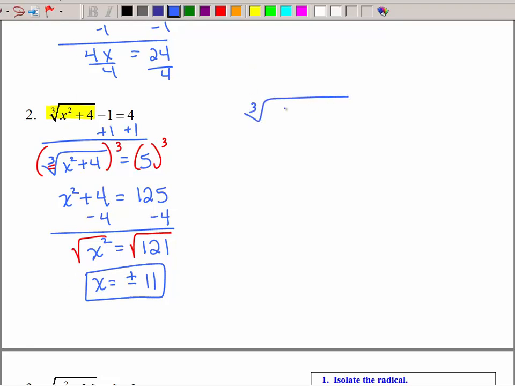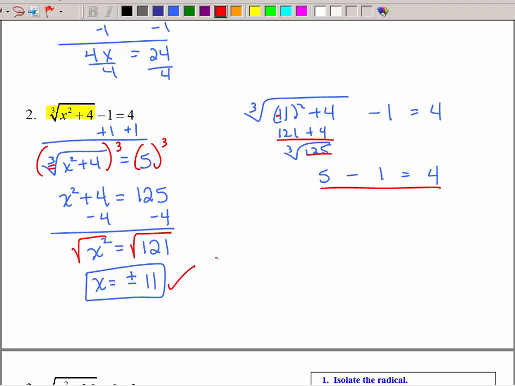So we're going to come up here, we're going to say, all right, if I take 11 squared, add 4, cube root it, subtract 1, do I get 4? Well, that's 121 plus 4, which is 125, and the cube root of 125 is 5 minus 1 is equal to 4. So that checks. And then if I checked -11, when I squared that, I'd get exactly the same thing. So again, both answers are okay to keep.